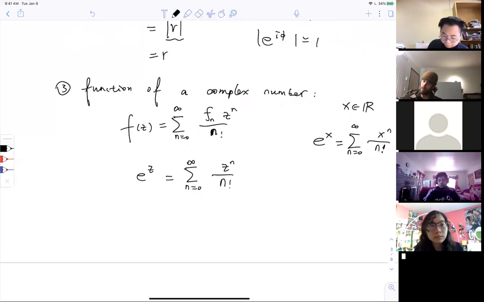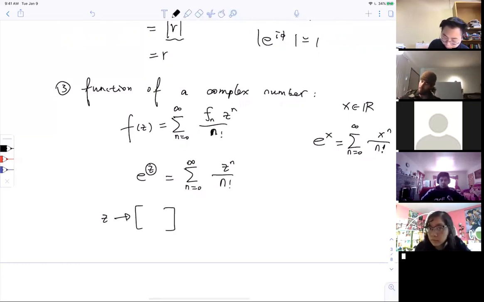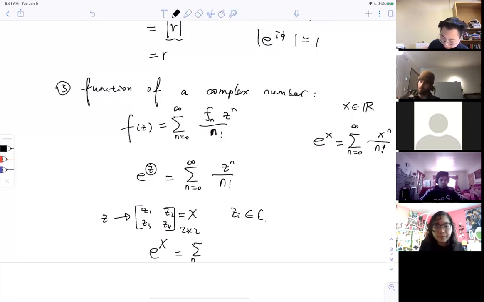And we can generalize this kind of complex number to a matrix. For example, a 2 by 2 matrix with entries Z1, Z2, Z3, Z4. In general, Z1, Z2, Z3, Z4 are all complex numbers. I denote the matrix as X. Then this capital X is also defined in this way.